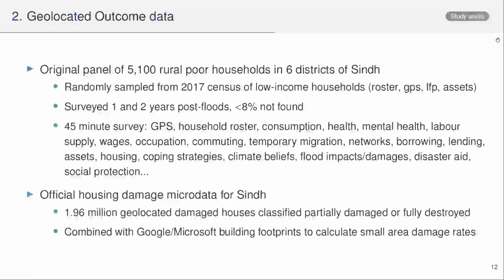We also get data on housing damage microdata. So this is property level. Great, property level damage data.